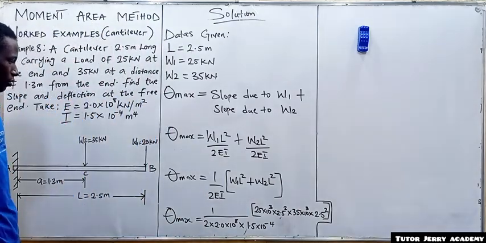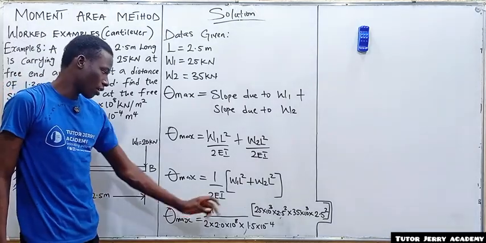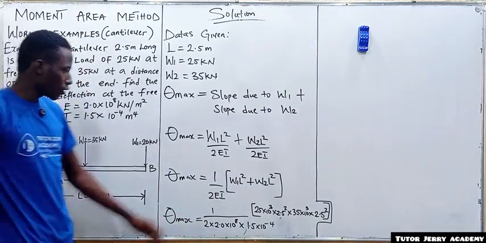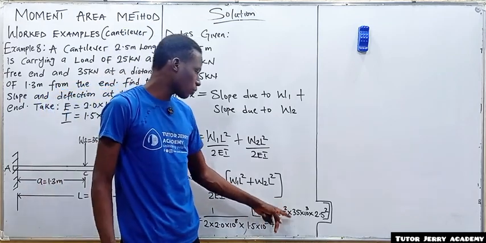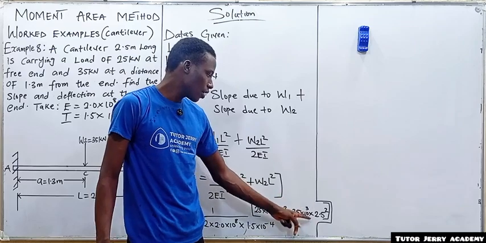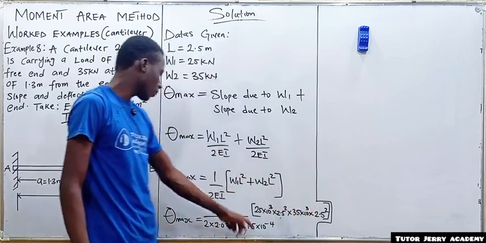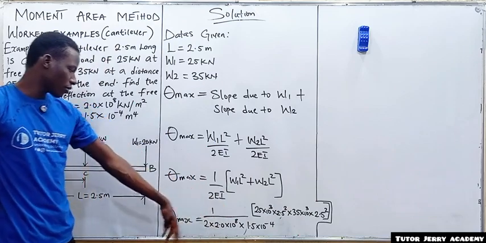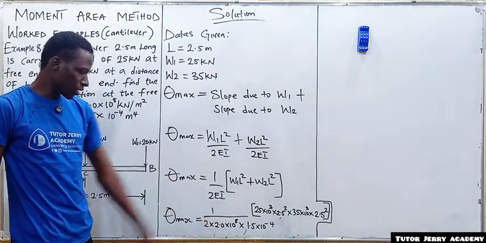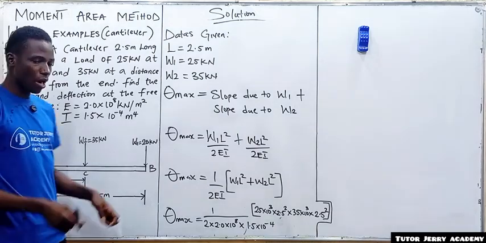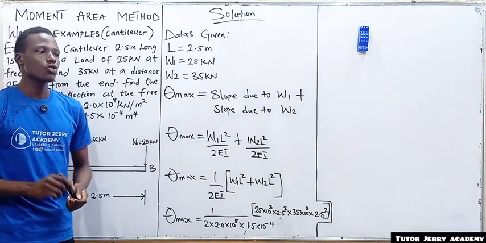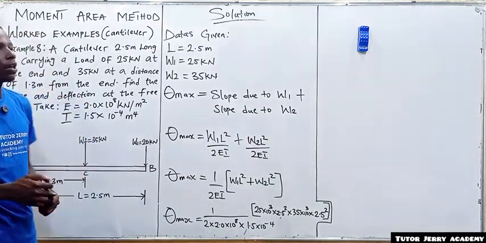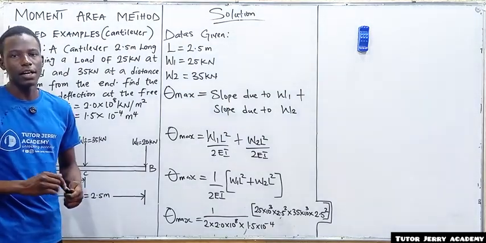So from here we can now solve. 25 times 10 to the power of 3 multiplied by 2.5 to the power of 2, multiplied by 35 times 10 to the power of 3 multiplied by 2.5 to the power of 2, multiplied by 1 divided by 2 multiplied by EI. If you do this, you have your theta max to be equal to 0.00359 radian.